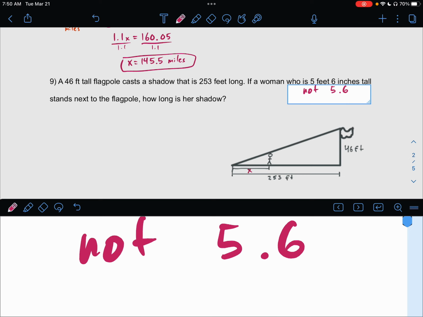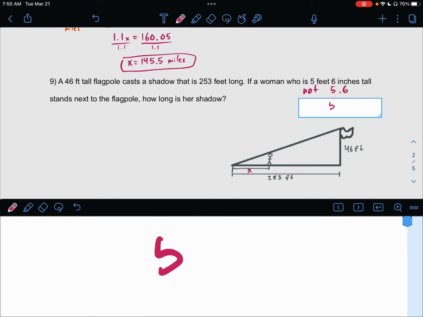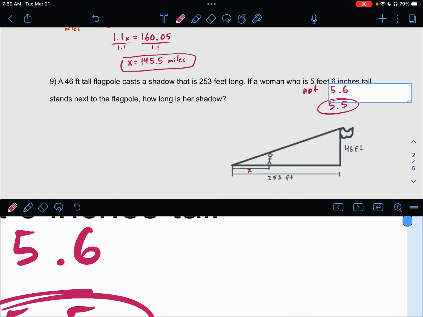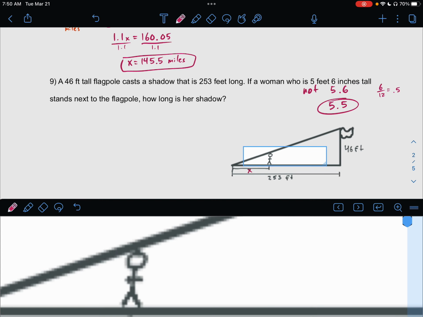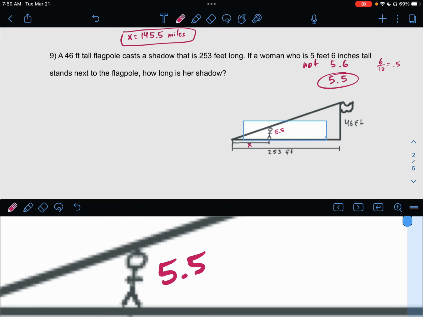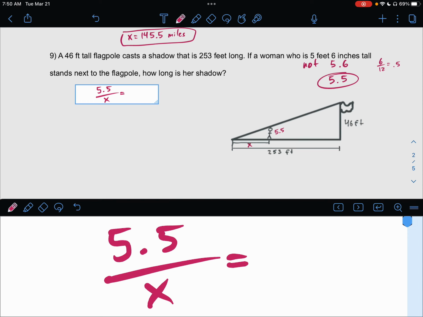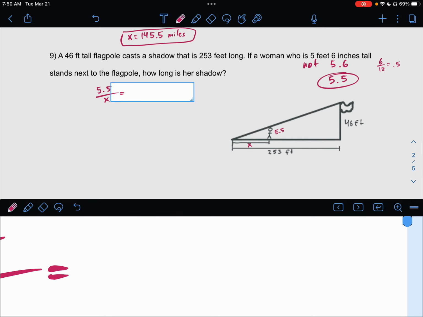So 6 is half of 12. So it's 5.5 feet. So 6 over 12 equals just 0.5. So it's 5.5. So her height is going to be 5.5 here, not 5.6, 5.5. There's a couple different ways we could set this up. What I'll do is the height of the woman over the length of her shadow. So 5.5 over x equals the height of the flagpole over its shadow.